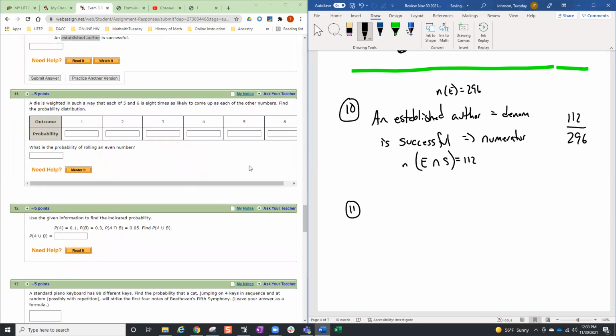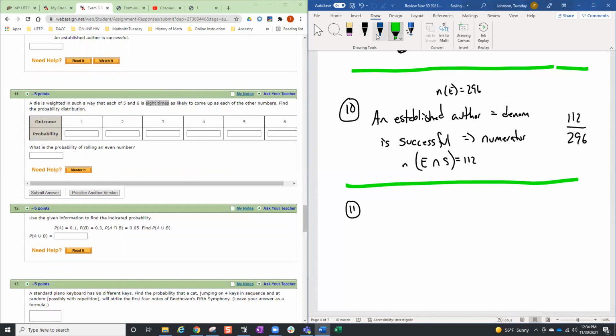The weighting of the die, 8 times as likely for a 5 or a 6. So if I go totally old school on this, 8 times as likely. So we have 1, 2, 3, 4, a 5 could come up 8 times. And a 6 could come up 8 times. So that's a total of 1, 2, 3, 4, 5, 6, 7, 8, 9, 10, 11, 12, 13, 14, 15, 16, 17, 18, 19, 20. So there are 20 outcomes.